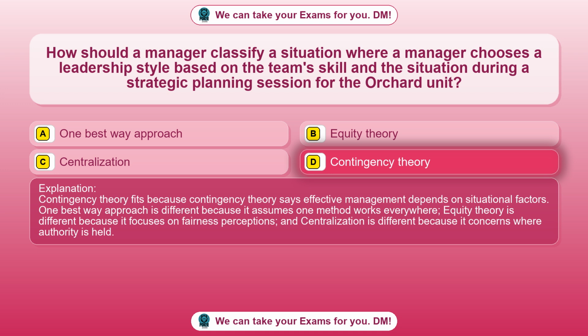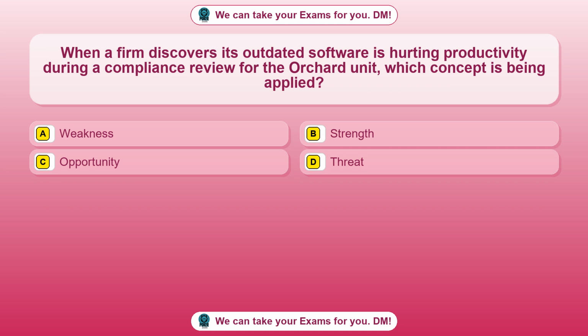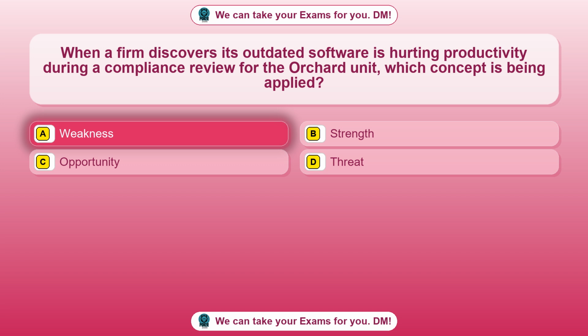Question 79. When a firm discovers its outdated software is hurting productivity during a compliance review for the Orchard unit, which concept is being applied? Option A, weakness. Option B, strength. Option C, opportunity. Option D, threat. The correct answer is option A, weakness.